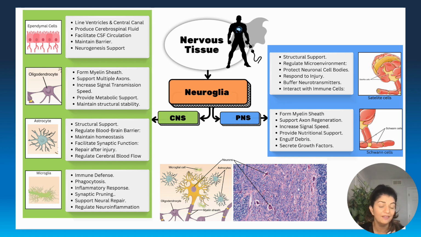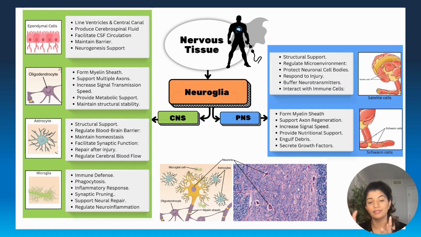They produce CSF. Like, you just need to know the main characteristics here, right? Oligodendrocytes form myelin sheaths for the CNS and increase signal transmission and speed, provide support and stability. Astrocytes, these are going to regulate your blood-brain barrier, maintain homeostasis, and are really going to be important for after injury. Microglia, remember, those are the resident macrophages of the CNS because they play an immunity role.